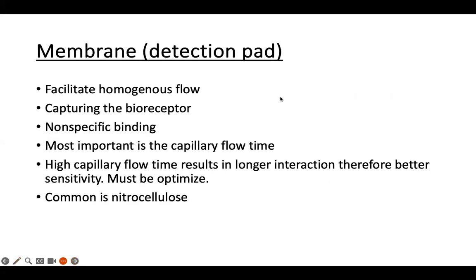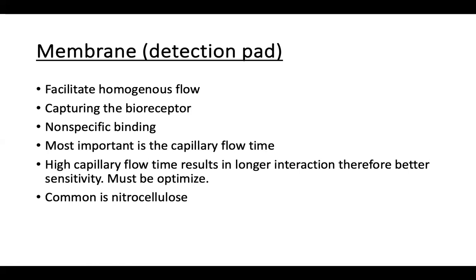Okay, the detection pad is where you have the test line as well as the control line. It facilitates flow and captures the bioreceptors. It shouldn't have non-specific binding. Most important is the capillary flow time, because the targeted time is around not more than 30 minutes. Yeah? So longer capillary flow times result in longer interaction, therefore better sensitivity, meaning that it shouldn't be too fast, it shouldn't be too slow.